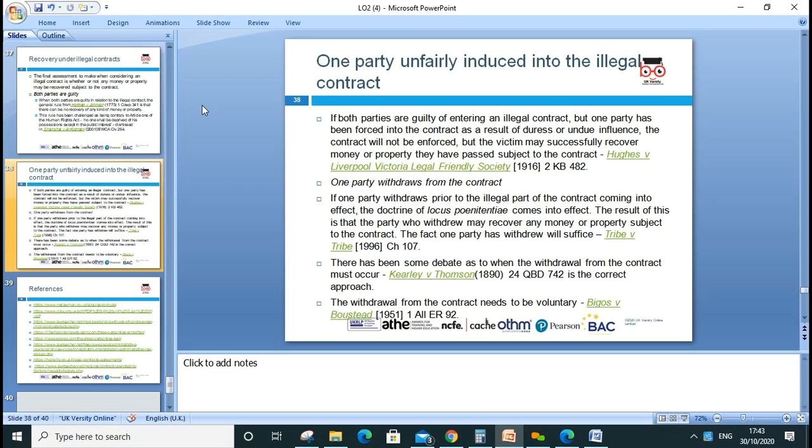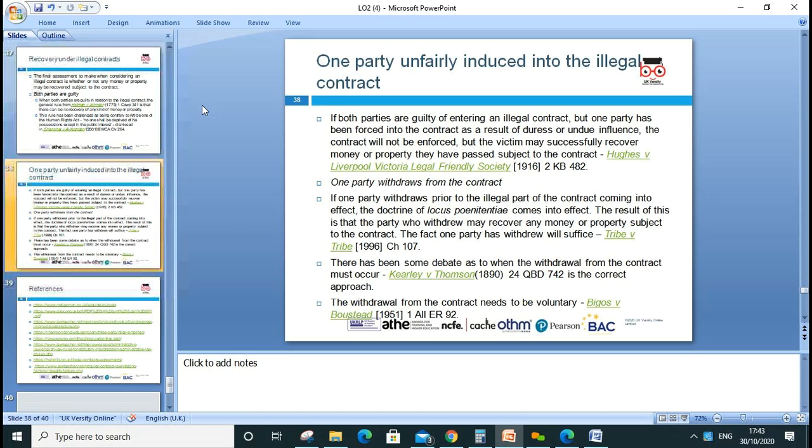Both are guilty of entering the illegal contract, but one party has been forced into the contract as a result of duress or undue influence. For example, if you don't do it, we will tell the authorities. The victim may succeed in the recovery of money or property. This is one of the case laws, Liverpool versus Victoria Legal.